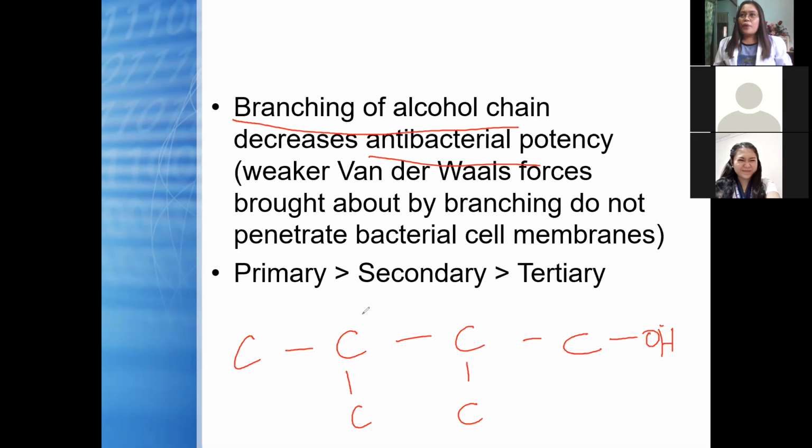Kasi branching will cause na ang van der Waals forces, the intermolecular forces will also weaken, and since weak na siya, it cannot penetrate the cell membrane anymore. So, ang ato adyong class in terms of potency, primary alcohols, kaning straight chain alcohols lang nato, and at the same time, siya, basta primary alcohol, ang OH nimo kay nakabind dito sa carbon nga nakabind lang pod sa isa ka carbon.